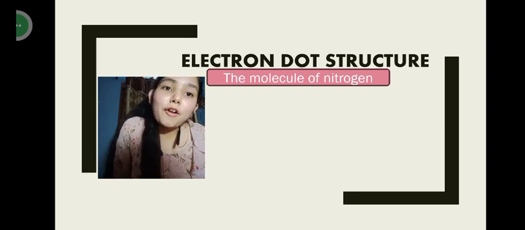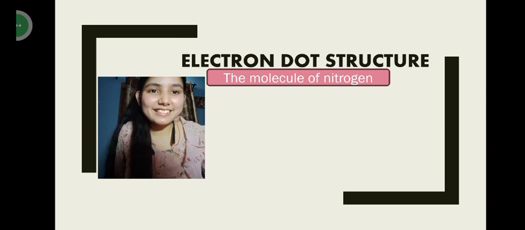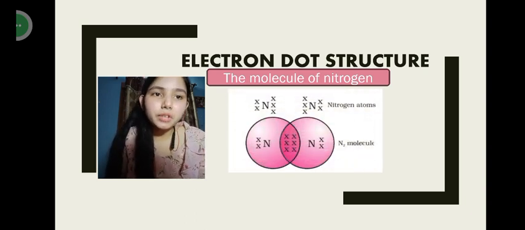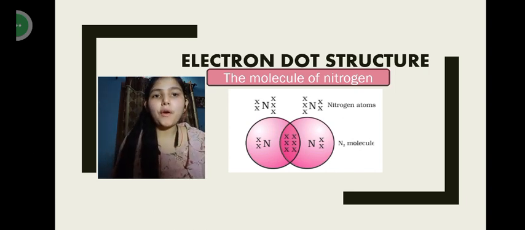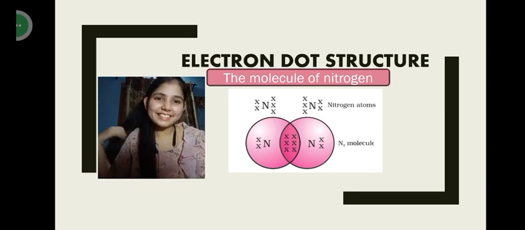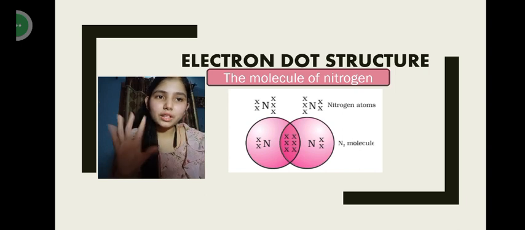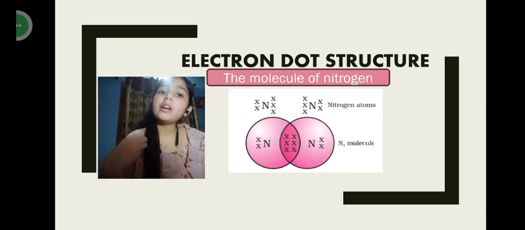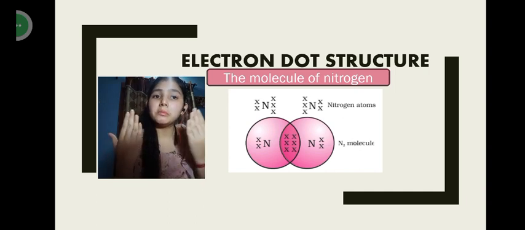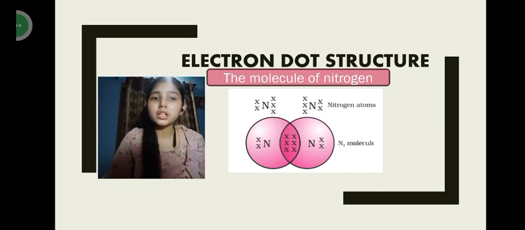The molecule of nitrogen. Let us recall how many electrons are there in the last shell of nitrogen? Right, 5 electrons in their last shell. So how can they share? They need 3 more electrons. They can't donate, they can't take. If they are both non-metals, they can't transfer their electrons, so they are sharing.